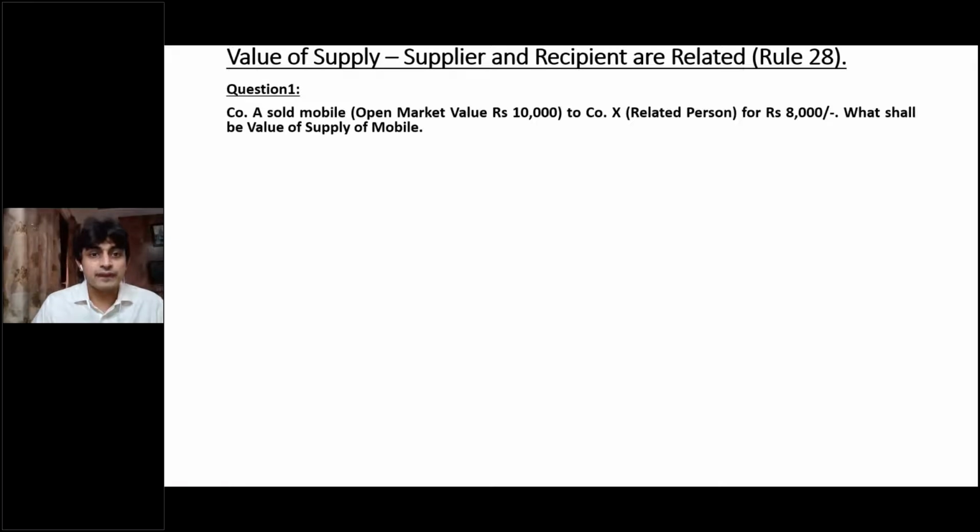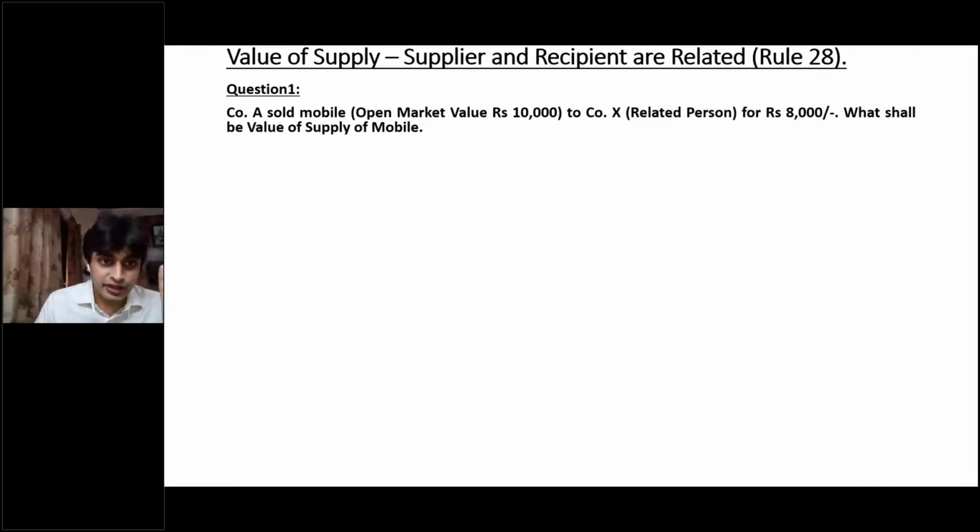Okay, see this. Now few questions I will ask. Let's do this. Company A sold mobile whose open market value was how much? 10,000. To company X, जो related person, दोनों related. How much they have sold for? 8,000. What will be the value of supply? Company A जिसको एक मोबाइल दिया अपने related person. Open market value was how much? 10,000. And बेचा कितने में? For 8,000. What will be the value of supply?